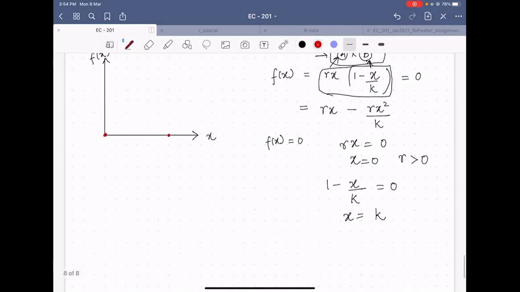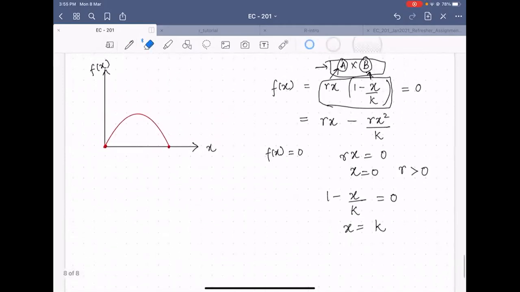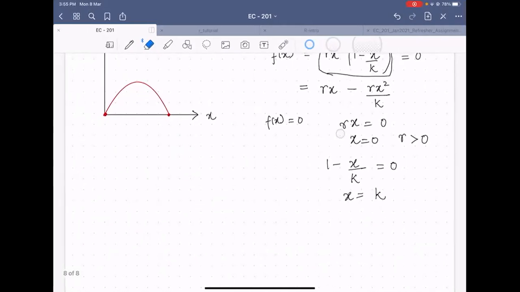Now, because this is like a parabola, we know that this function would look something like this. Okay, this looks really bad. Okay, so I know that this now looks like a parabola. Part of the question was to find the roots. So we have found that the roots of the equation are x equals 0 and x equals k.